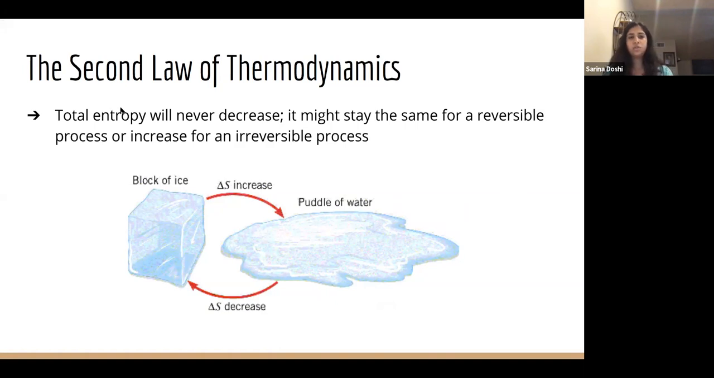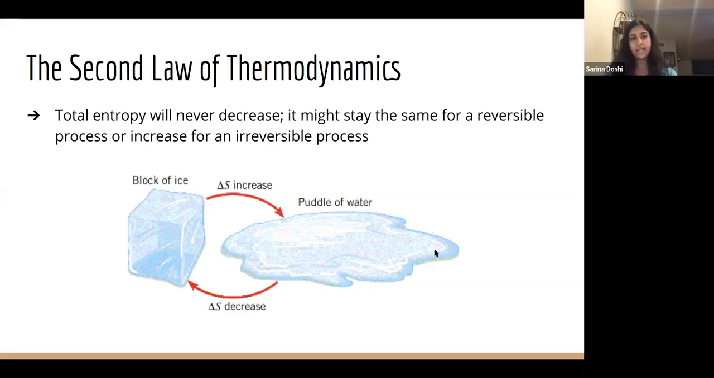So that total energy will never decrease. That's kind of taken from the first law of thermodynamics. However, our universe favors disorder, and that's probably really one of the most important takeaways from this. Our universe favors disorder, which is why if you have a process and it is reversible, such as this situation right here where you melt ice into water, then total entropy can stay the same.